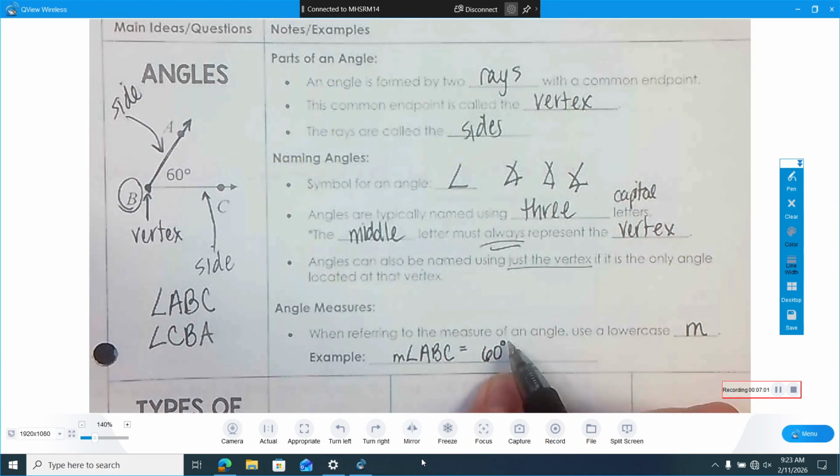And it is really important that you use this degree symbol. It's there for a reason. It's really important. If it's not there, 60 means something entirely different. So that degree symbol is huge.